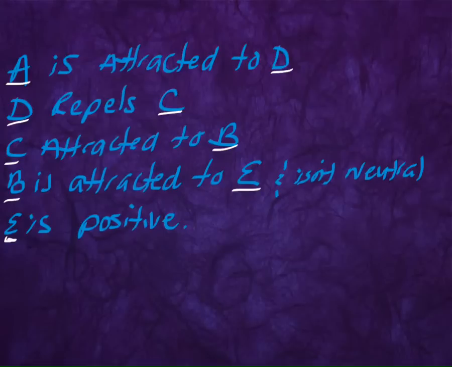All right, so we're going to start off with this problem that you see down here, where I'm going to just read it real quick. It says A is attracted to D, and D repels C. C is attracted to B. B is attracted to E and isn't neutral. E is positive. What the heck does all that mean, right?